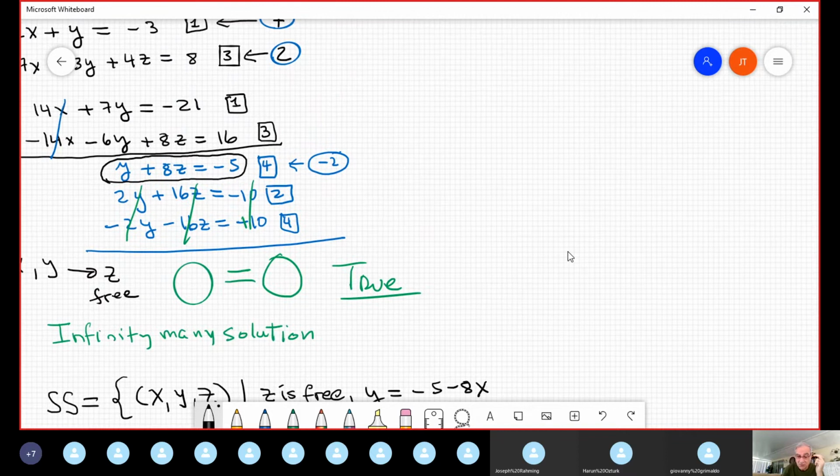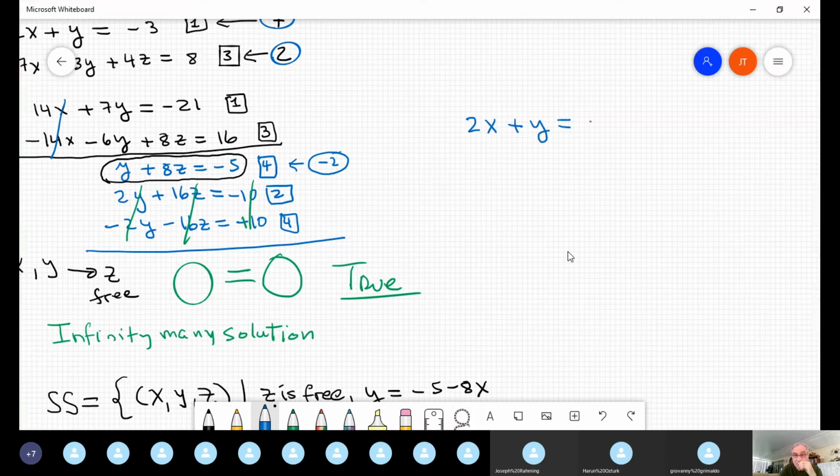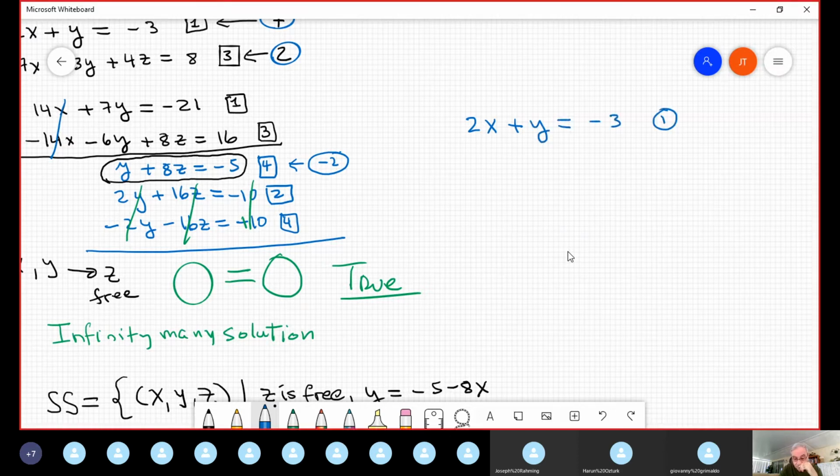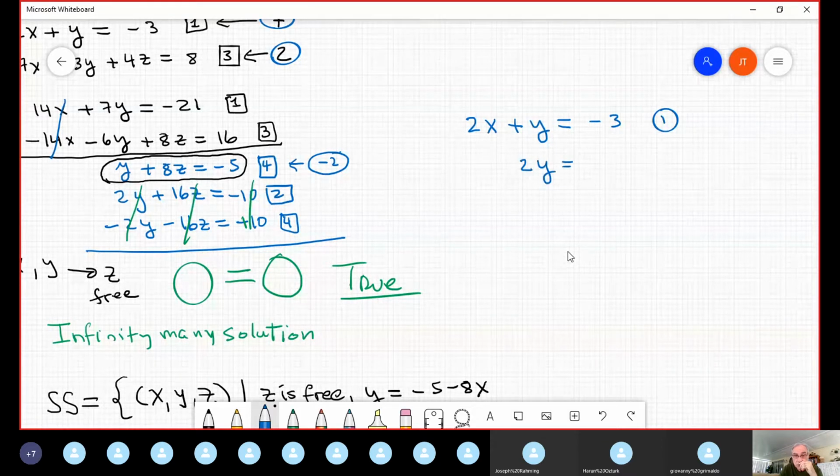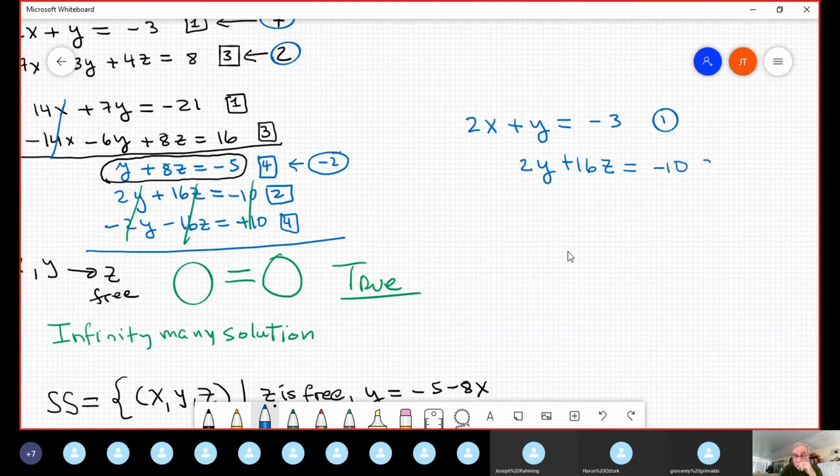But this is easy because I use, for example, the first equation. It's a similar process to this, similar. Let me copy in the same color. 2x plus y equal -3. I copy equation 1 again. Yeah, I copy equation 2. It's 2y plus 16z equal -10. This is equation 2, no?